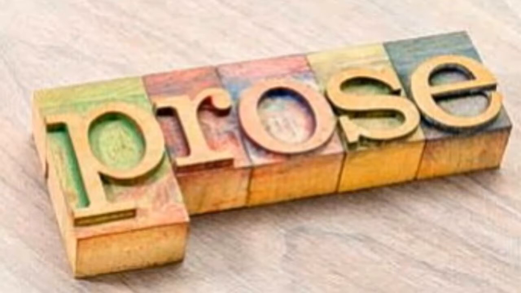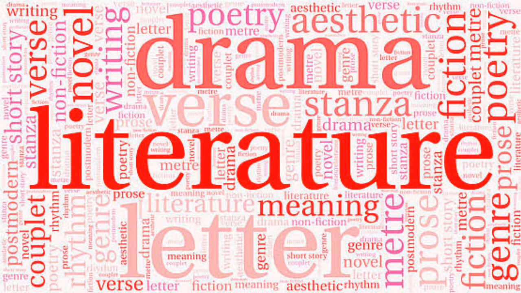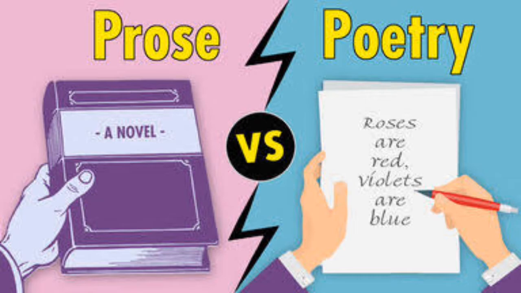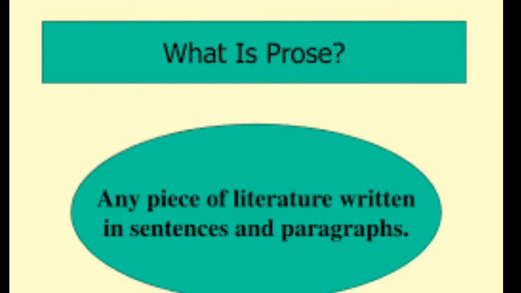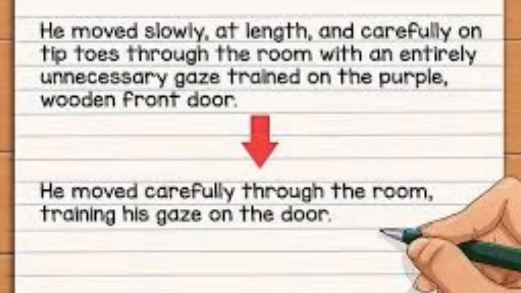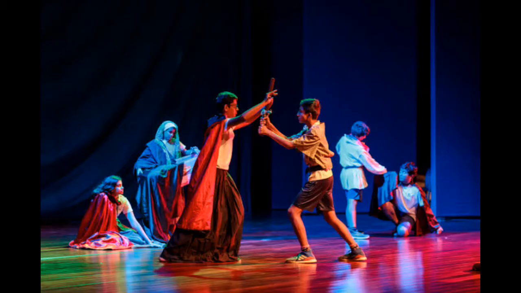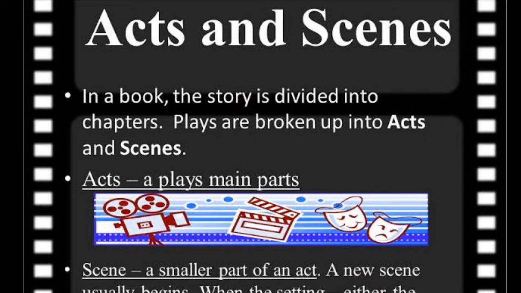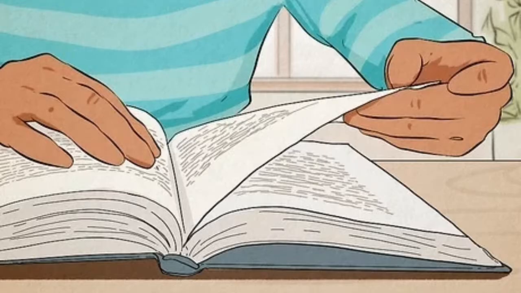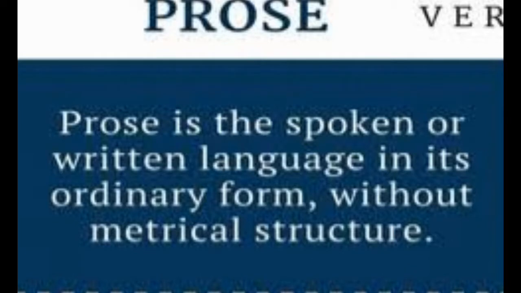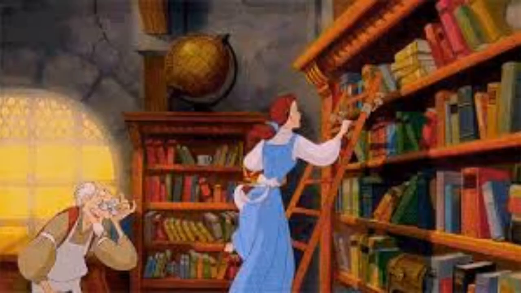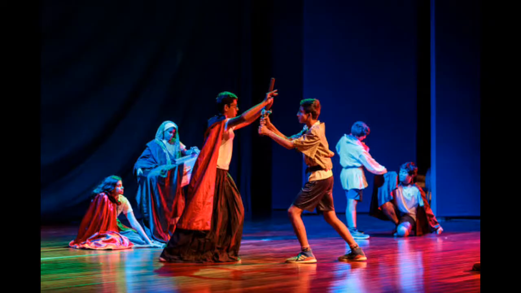You might be wondering, how is prose different from drama or poetry? Prose is different from poetry in the sense that it is not written in lines and stanzas. Prose is written in paragraphs and chapters, unlike drama, which is written in acts and scenes. Also, prose uses everyday language. It does not employ rhyme and rhythm like poetry, neither does it involve actions like drama.